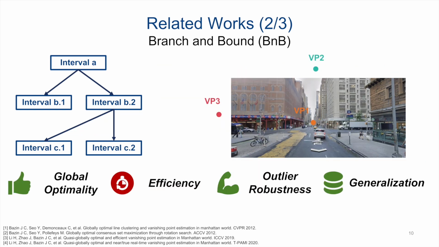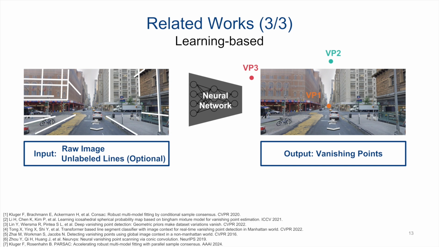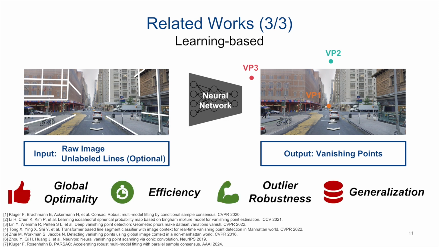In contrast to the probabilistic nature of RANSAC, BnB performs a deterministic search over the solution space, which can theoretically guarantee the global optimum. However, its major drawback is the computational complexity, making it impractical for scenes with many lines or high outlier ratios. More recently, some research used deep neural networks to directly regress vanishing points from an input image. These methods are often highly efficient and perform well on in-distribution data. However, they lack theoretical optimality guarantees, and their performance often degrades significantly on unseen or out-of-distribution datasets.